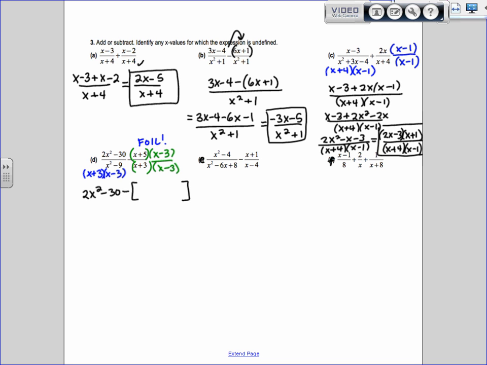Okay, so I'm going to FOIL. I have x times x is x squared. x times negative 3 is negative 3x. 5 times x is 5x. So negative 3x plus 5x is plus 2x, minus 15, all over (x plus 3)(x minus 3).